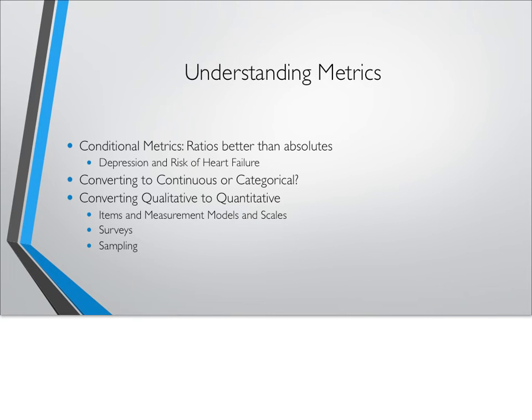So understanding metrics requires understanding conditional metrics, that ratios are always better than absolutes. Such as, if you're looking at things like depression and risk of heart failure, you have to realize that things relate. Metrics are oftentimes conditional. Risk of heart failure oftentimes is a function of depression. That's what research suggests. And if you don't understand one, you won't be able to understand the other. So a metric is oftentimes conditional.